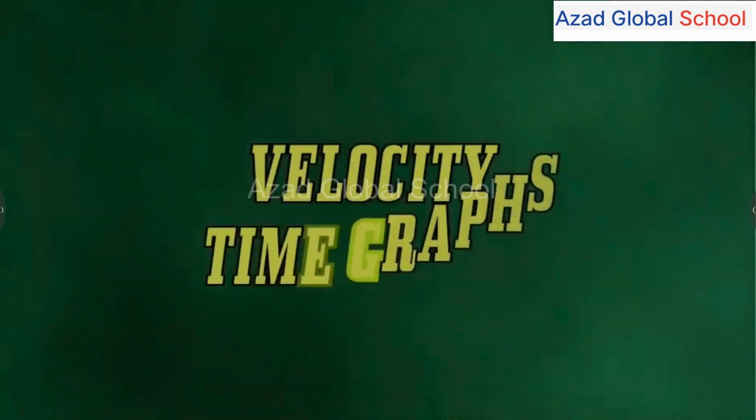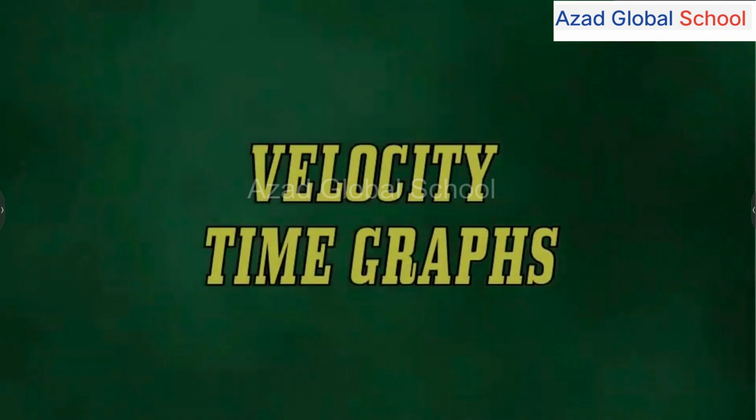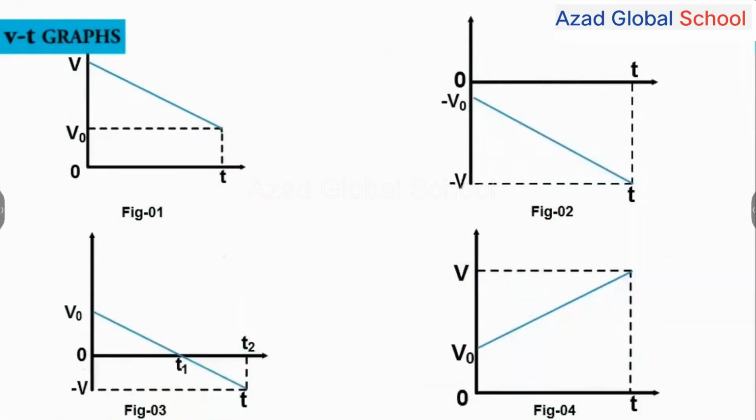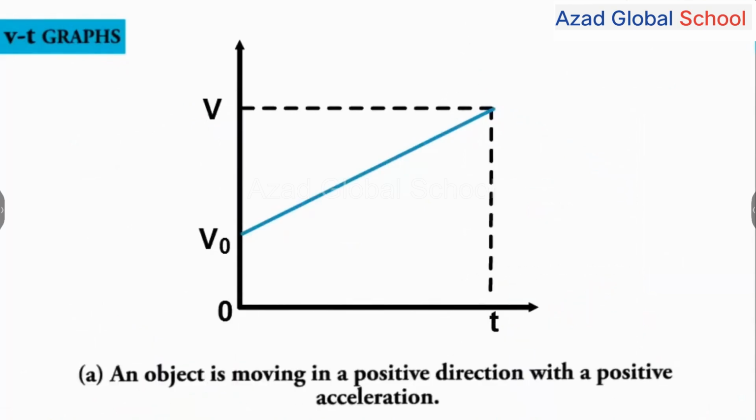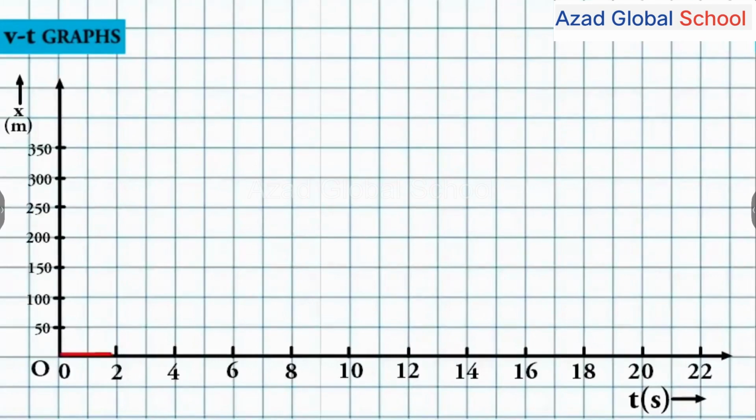Velocity time graphs. Let us see how velocity time graph looks like for some simple cases. A. An object is moving in a positive direction with a positive acceleration. For example, the motion of the car in between t equals 0 s and t equals 10 s.